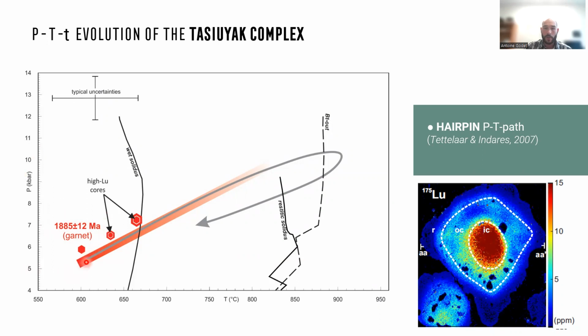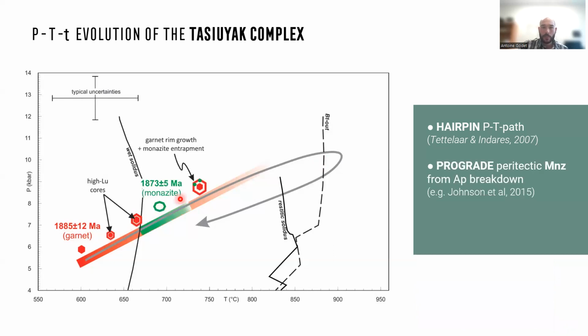From the literature, we know that these sequences followed a hairpin PT path with maximum metamorphic conditions at 850 to 900 degrees C. And we interpret the garnet core as having grown in subsolidus conditions. Then we dated monazites, and we obtained an age at 1873 that we attribute to the breakdown of apatite as soon as the rock crossed the solidus.